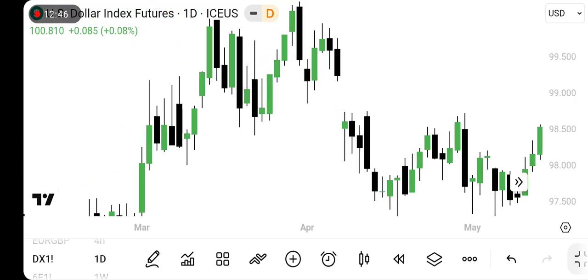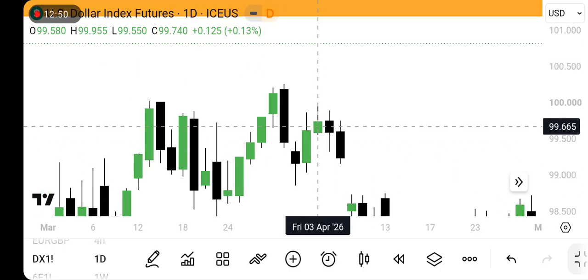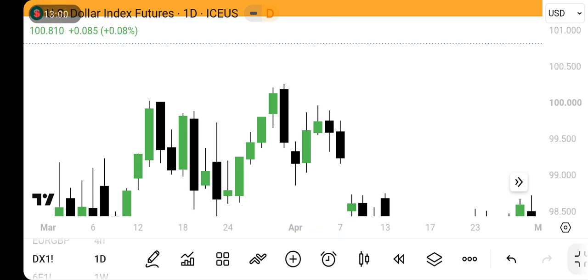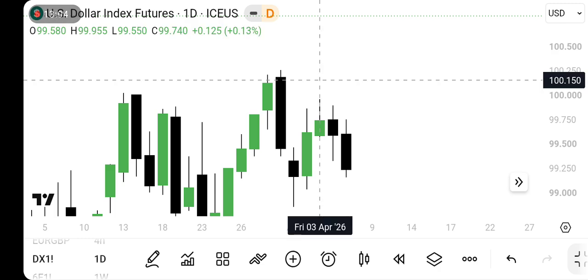You understand? So liquidity is found below swing lows and above swing highs. Liquidity above swing highs is called buy side liquidity. Liquidity below swing lows is called sell side liquidity. Very simple. If you want to know the logic behind that, let me explain it this way.